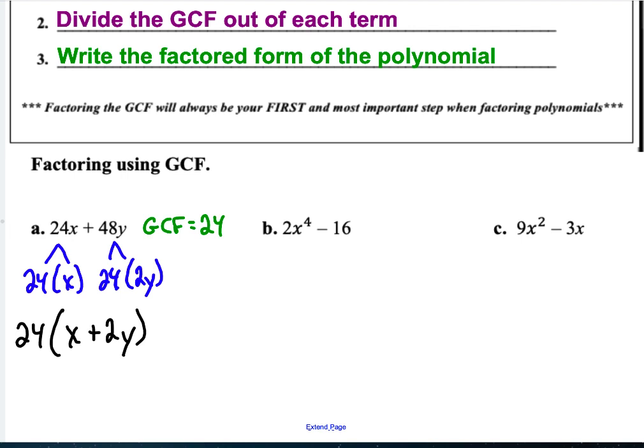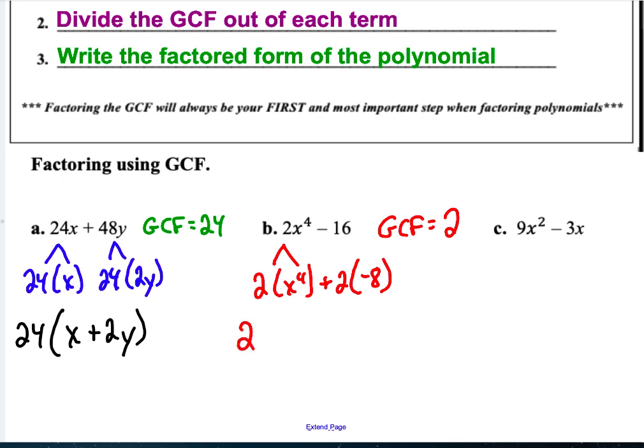So B, 2x to the fourth minus 16. Well, they don't have any variables in common, but they both can be divided by 2. So that's my greatest common factor. So 2x to the fourth is really 2 times x to the fourth, and 16 is really 2 times negative 8. Notice how that negative goes with 8, since the 2 doesn't have that negative in common in both terms. The greatest common factor is what's factored out front, and then I'm left with x to the fourth minus 8.